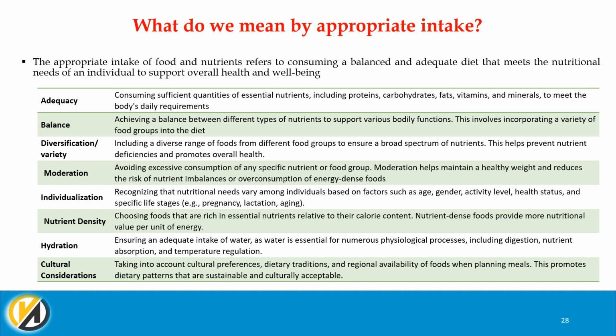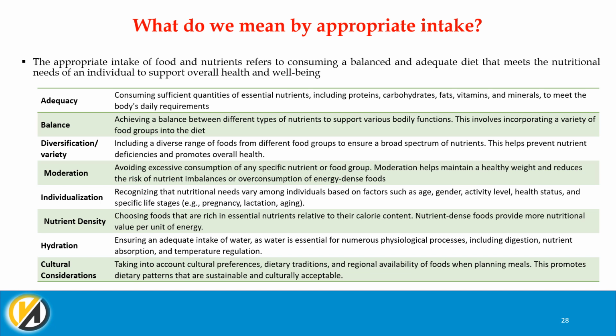Adequacy is consuming sufficient quantities of essential nutrients, including protein, carbohydrate, fat, vitamins, and minerals to meet the body's daily requirements. The second one is balance. Balance is a concept of achieving a balance between different types of nutrients to support various bodily functions. This involves incorporating a variety of food groups into the diet.